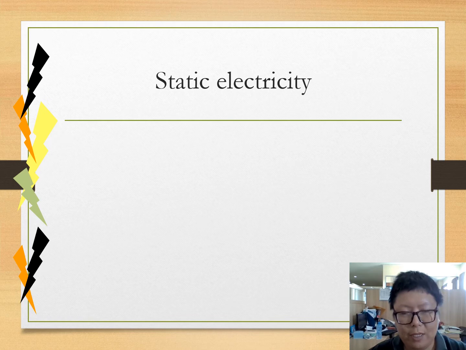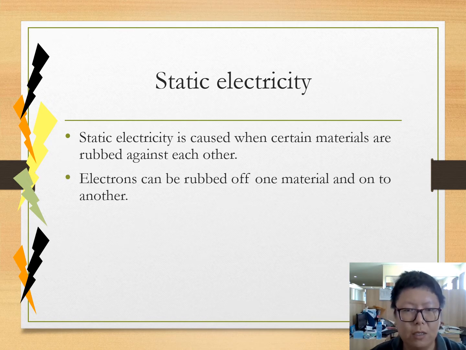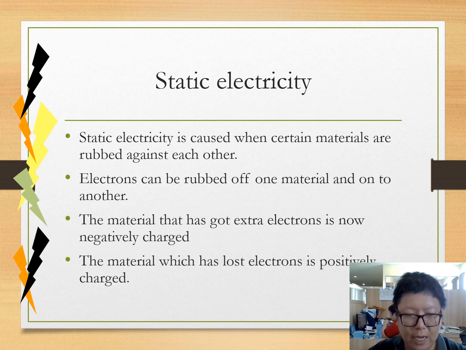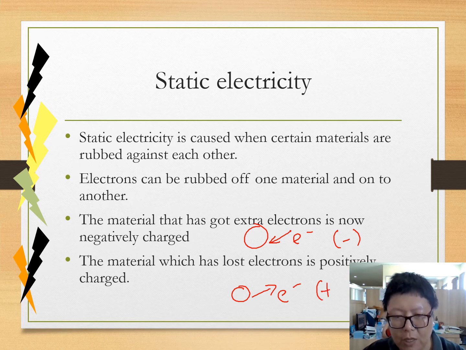So static electricity can be caused when materials are rubbed against each other. When you rub the materials, electrons can move from one to the other. If a material gets extra electrons, or gains electrons, then it becomes negatively charged. But if the material loses electrons, you see my arrow, they go away, then it will become positively charged.